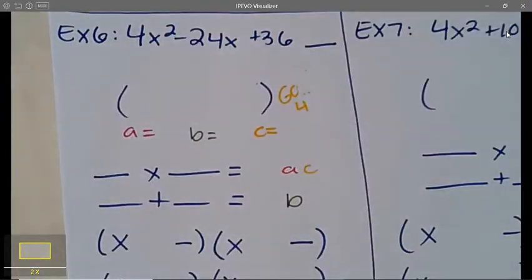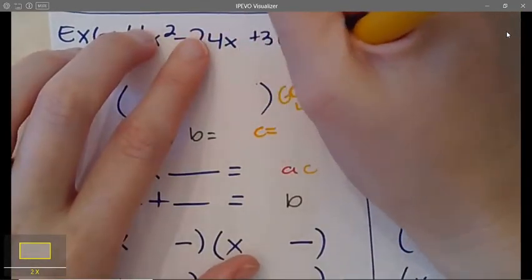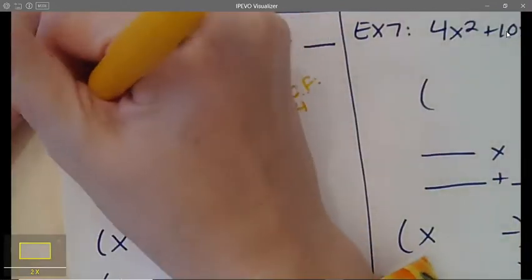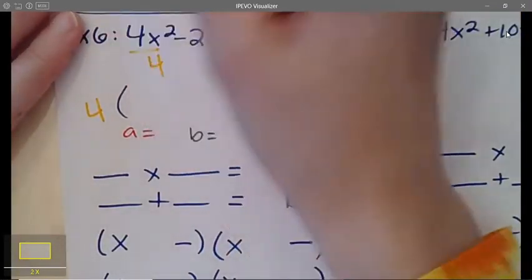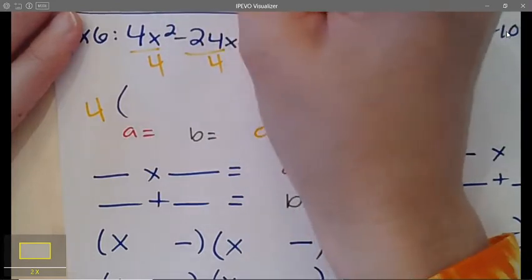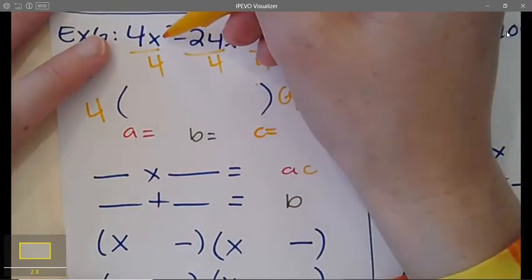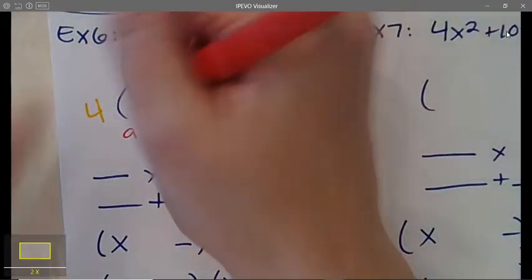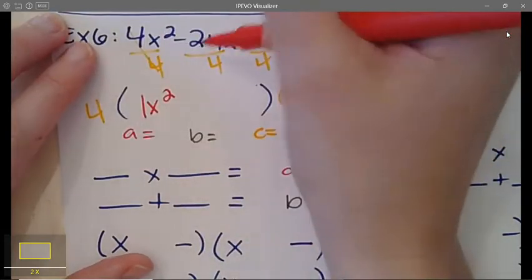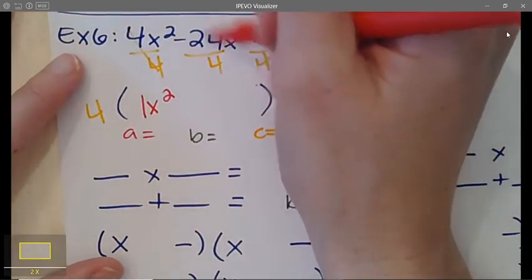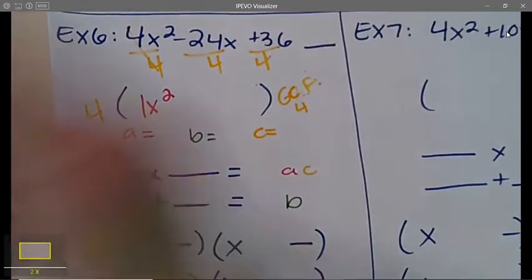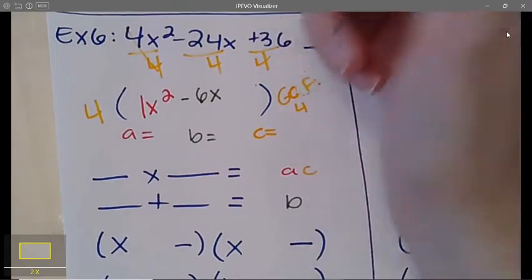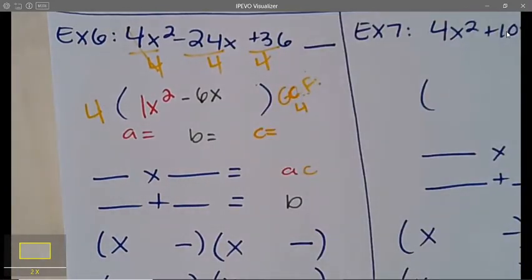All right, so my GCF is 4. So I'm going to write my GCF out in the front and divide all 3 of these by the 4. 4x squared divided by 4, well, the 4's will cancel, so I'm going to be left with a 1x squared. Negative 24 divided by 4 is a negative 6, and I don't have anything to combine to the x, so it'll just be negative 6x. And then 36 divided by 4 will give me a 9.